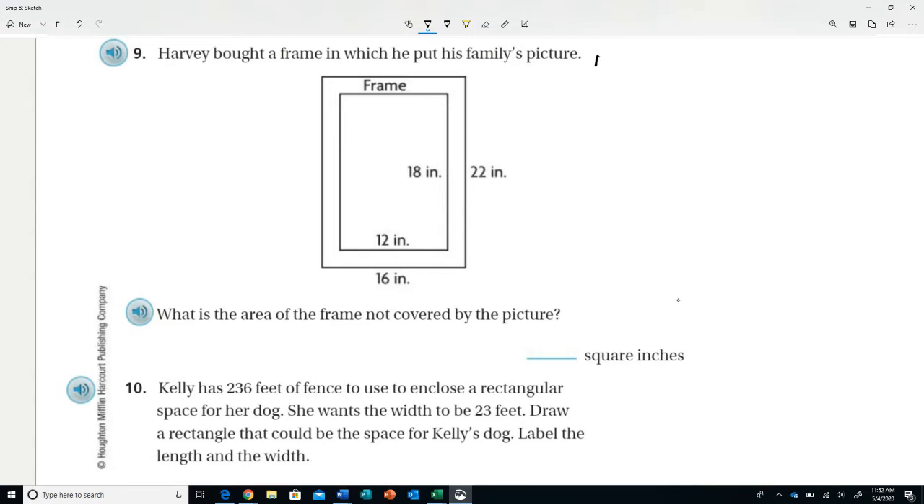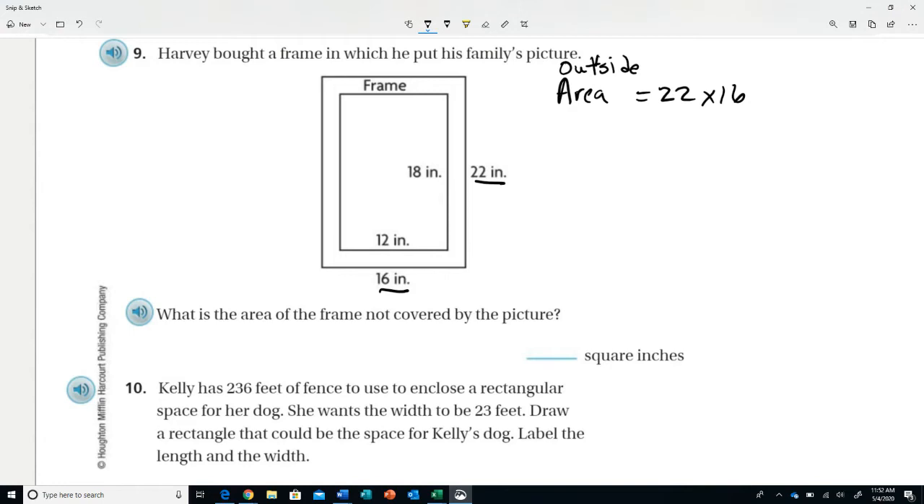All right. So first you need the area of the whole thing, which is going to be the outside. He bought a frame in which he put his family's picture. Oh, so there's like a border around. So the outside area, actually I'm going to call it that. I'm going to call this the outside area, is going to be 22 times 16.